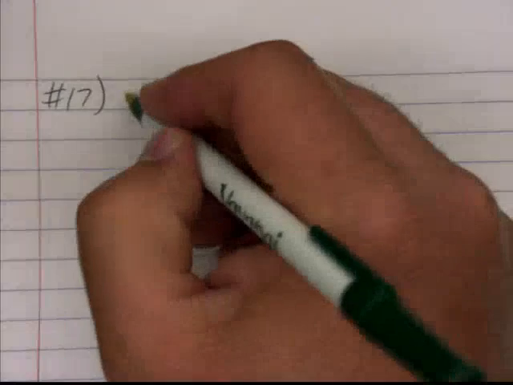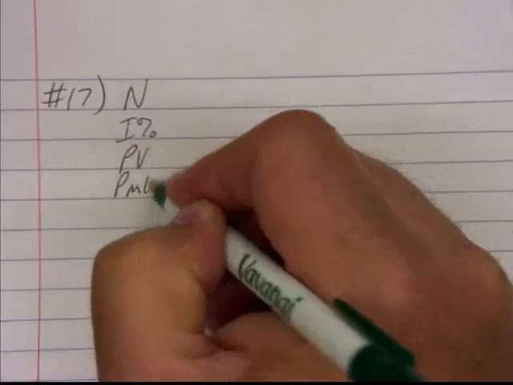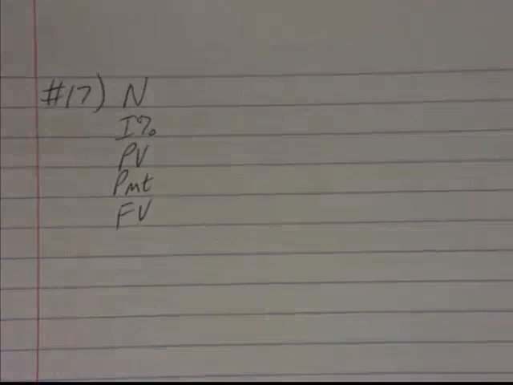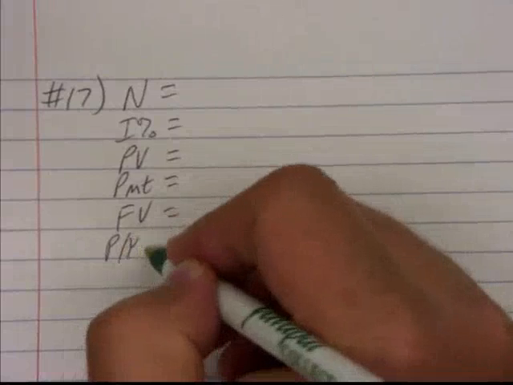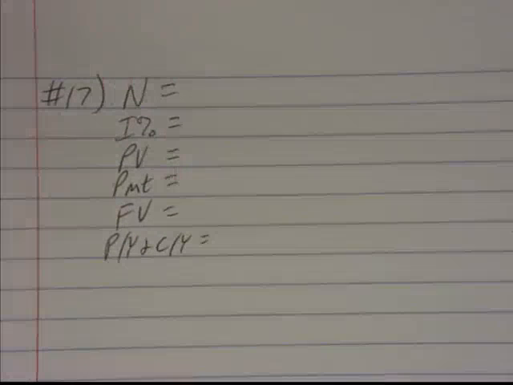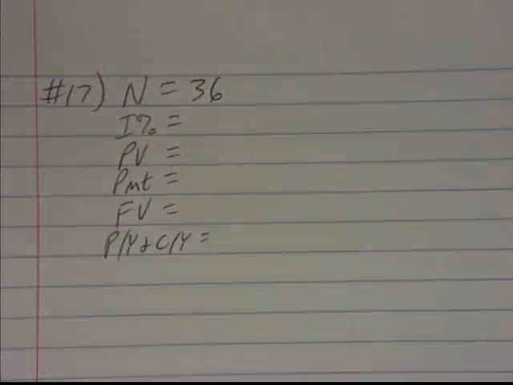So for number 17, it says find the monthly payment needed to have a sinking fund accumulate to $2,000 in 36 months if the annual interest is 6%. All right, so N, I%, present value, payment, future value. Those are the new ones we need. I'm also going to put payments per year and compoundings per year. All right, so for this one, we're doing it monthly again, and we're doing it for 36 months. So we can actually just plug in 36 right here. Or you could say 12 times 3.